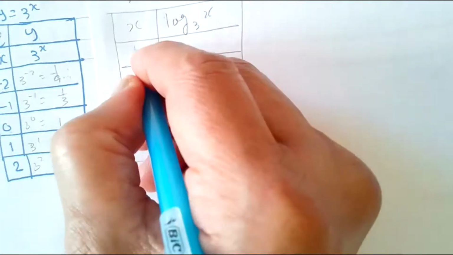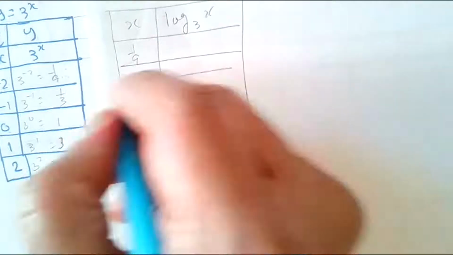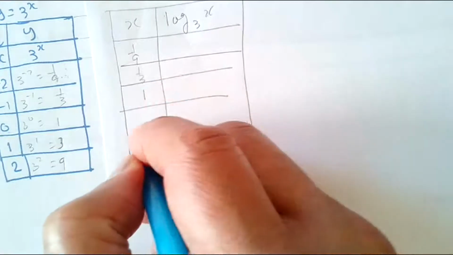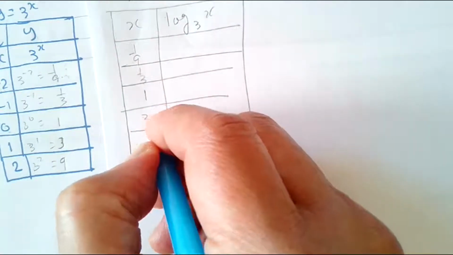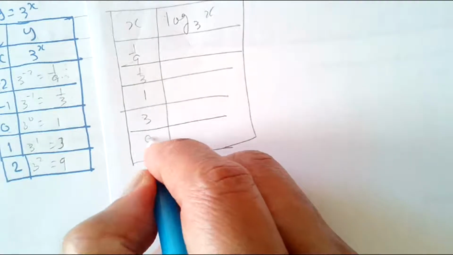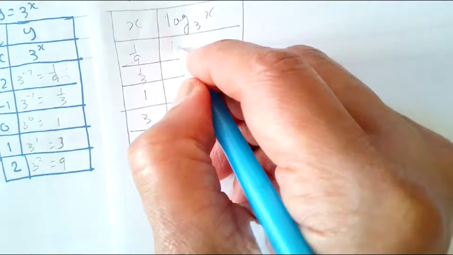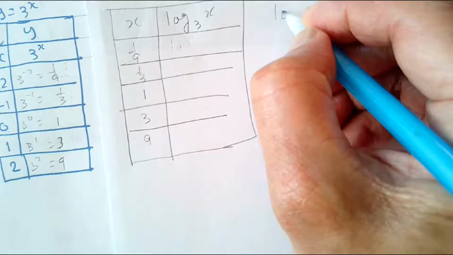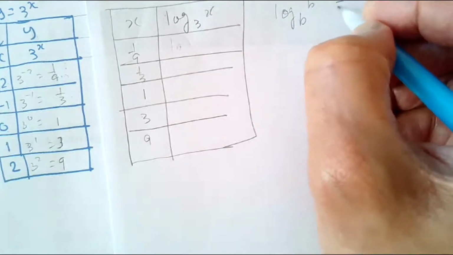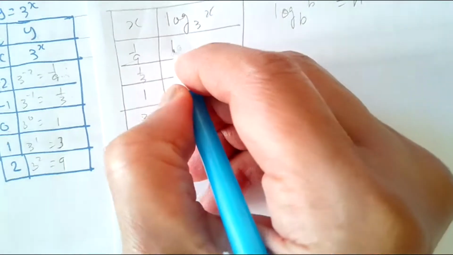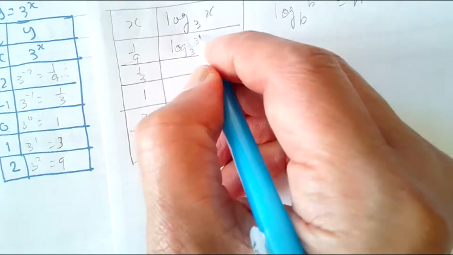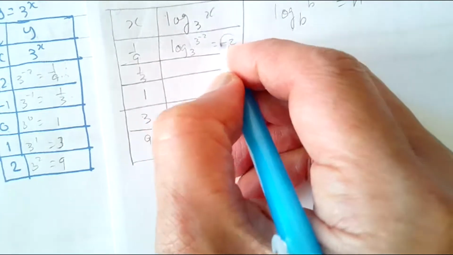So my x here is 1/9. X is 1/3. X is 1. X is 3. X is 9. So log, and in this case, you'll be using this principle where you have log b of b to the n is equal to n. So log base 3, now this 1/9 becomes 3 to the -2. So the answer is -2.